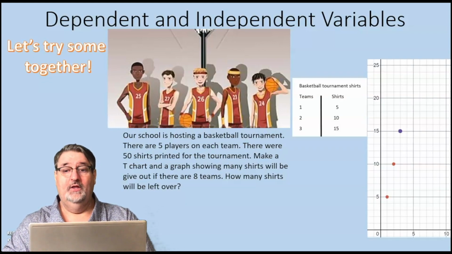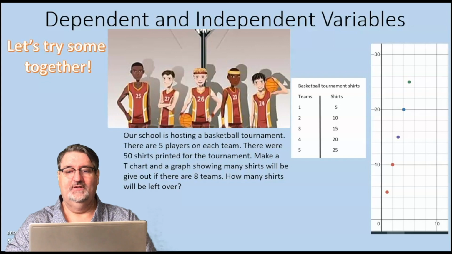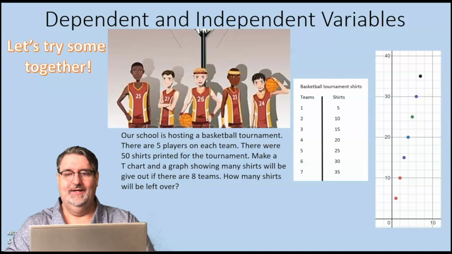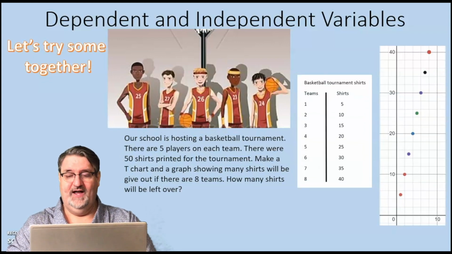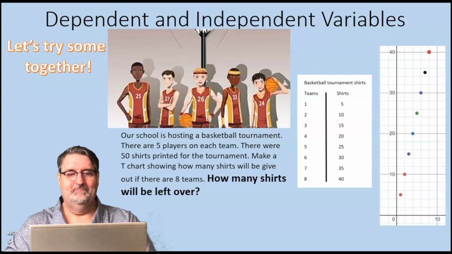We continue it. There are now 3 teams and we're at 15 shirts. 4 teams is 20 shirts. 5 teams is 25 shirts. 6 teams is 30 shirts. 7 teams is 35 shirts. And 8 teams is 40 shirts.